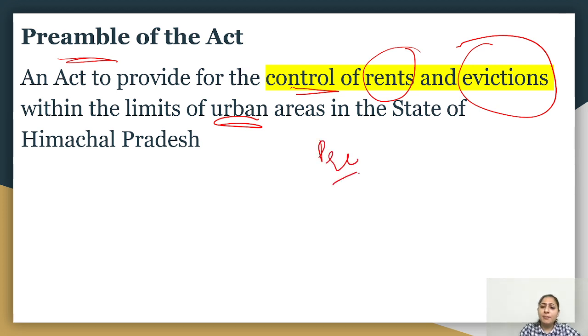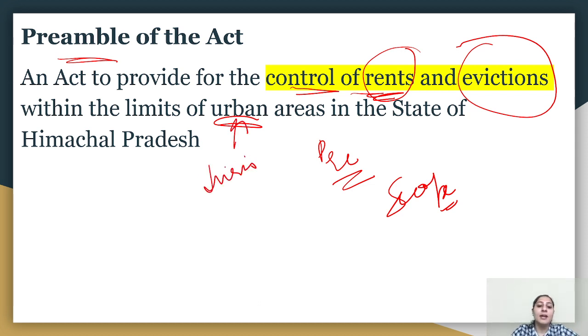इससे एक डायरेक्ट प्री बेस्ड क्वेश्चन आया था in our last exam of Himachal Pradesh, whereby they had asked कि what is the scope of the act. So the scope of the act is that this act provides for the control of both the rent as well as the evictions within the urban areas. So this is the jurisdiction, right? Within the urban areas only. Urban areas क्या है वो हम पहले डिस्कस कर चुके हैं.